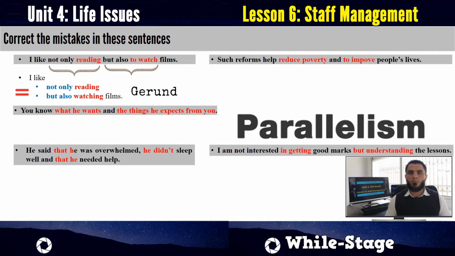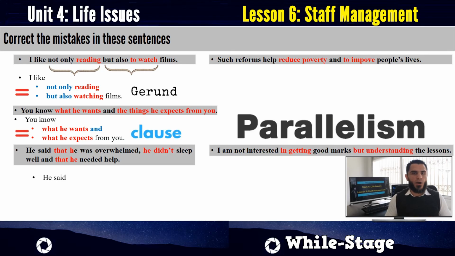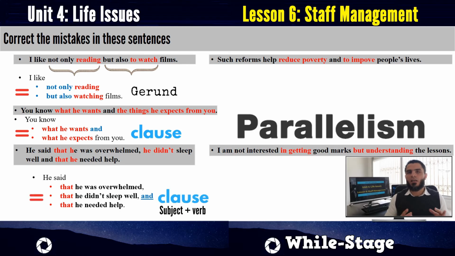The second example is, you know what he wants and the things he expects from you. This is also incorrect, and it should be, you know what he wants and what he expects from you. The third example is, he said that he was overwhelmed, he didn't sleep well, and that he needed help. Here we have a clause. A clause is a subject plus verb, so the correct answer should be, he said that he was overwhelmed, that he didn't sleep well, and that he needed help. As you can see, that plus clause has been replicated.